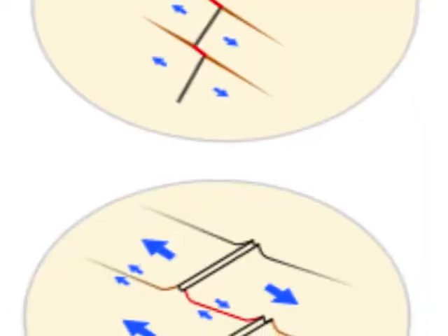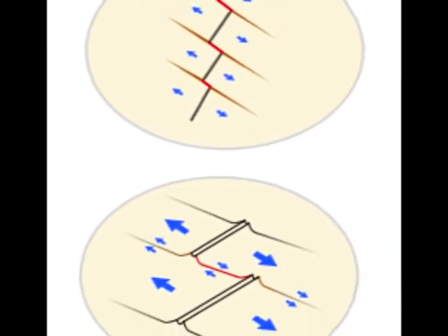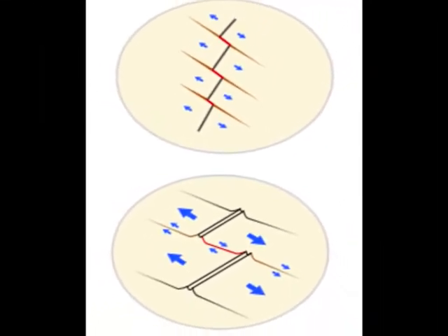Where two plates meet is called the plate boundary. This is the area where we often experience earthquakes and the creation of mountain ranges and volcanoes. There are three types of plate boundaries. First are transform boundaries. This is where plates slide or grind past each other along transform faults.